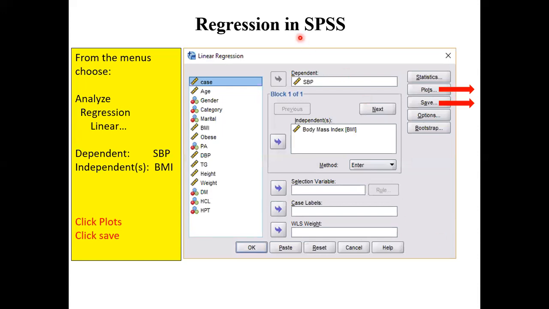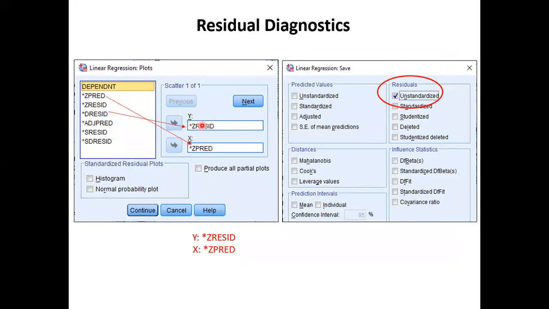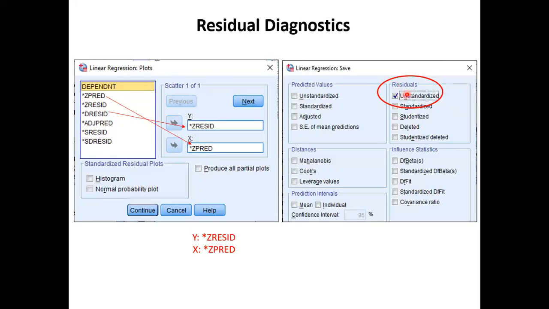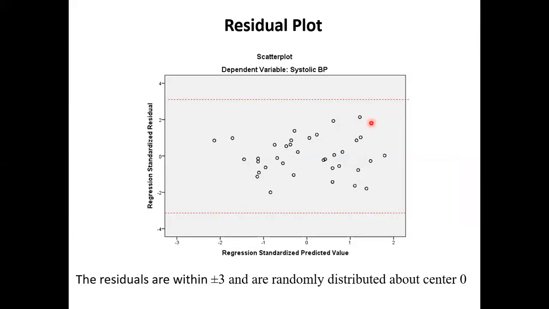All right, next, testing assumptions. Assumptions on the residuals, right? So go back to regression again, do this. You're going to select plots and save. Under plots, do exactly the same like this: ZRESID on the y-axis, ZPRED on the x-axis, and then continue. Then go back here and click save the residuals. So what's the residual? The distance between observed and predicted values. Then the results come out.